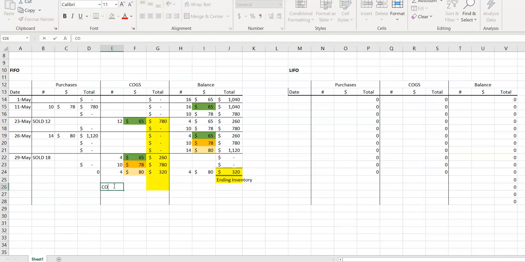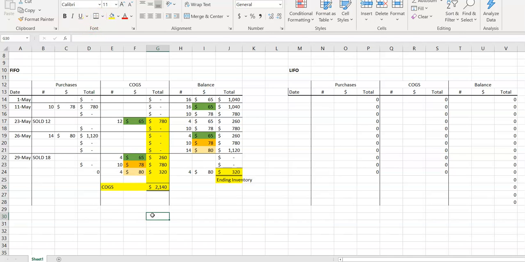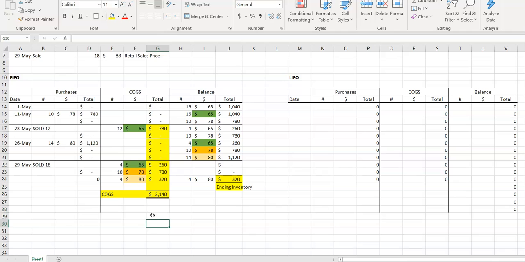And this will be my cost of goods sold. So I sum up these. Okay, and then they want us to calculate, we've got cost of goods sold, we have ending inventory, and they want us to calculate gross profit.